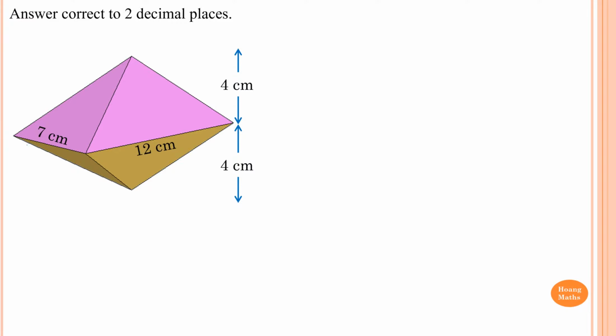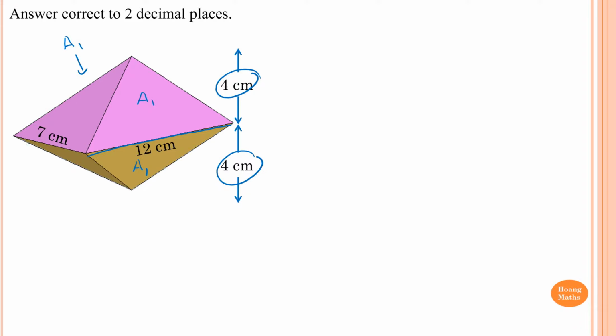To find the surface area of this, first of all, we know that they both have the same perpendicular height, which is 4 centimeters. And if you look at the front, this side here is 12, so they're the same height as well. Therefore, this area here is the same as this area. Let's say A1, both are the same. And similarly, the back is the same as A1 as well.